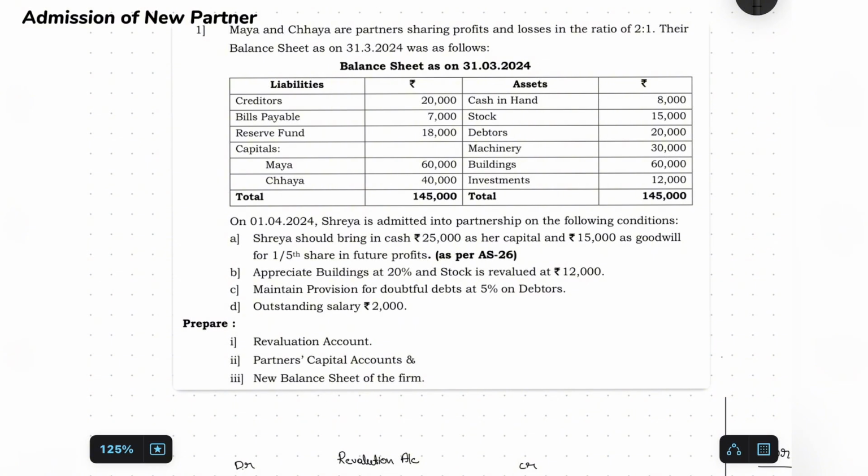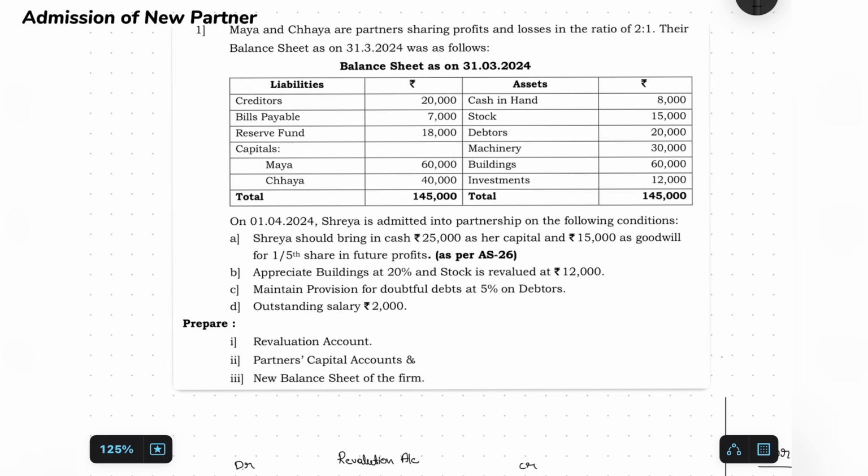So this is the balance sheet of the firm before going for the admission of a new partner. Admission of a new partner means admitting the new partner into the firm on certain conditions. First we'll see the adjustments on 1st April 2024. Shreya is admitted into the partnership on the following conditions. That means on 1st April 2024 the firm, that is Maya and Chaya, are going to admit Shreya as a new partner on the terms and conditions. So we'll see what the terms and conditions are.